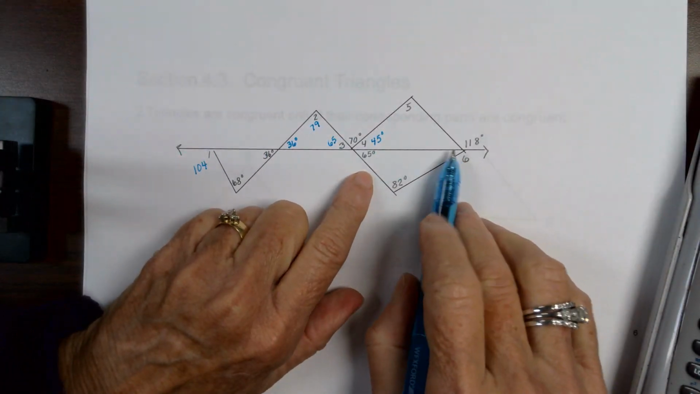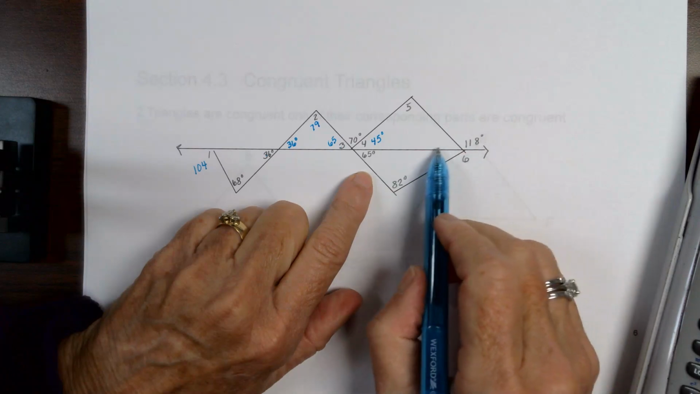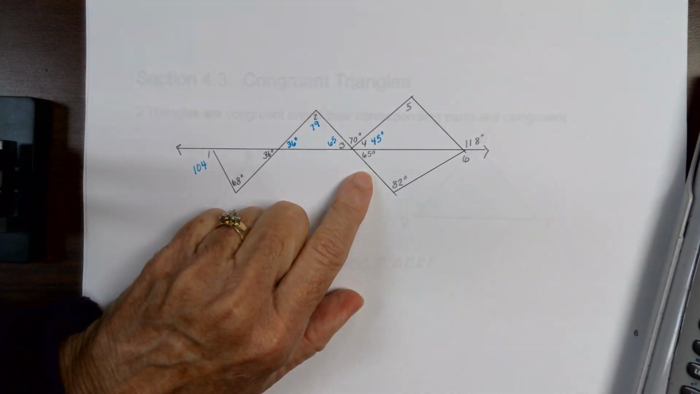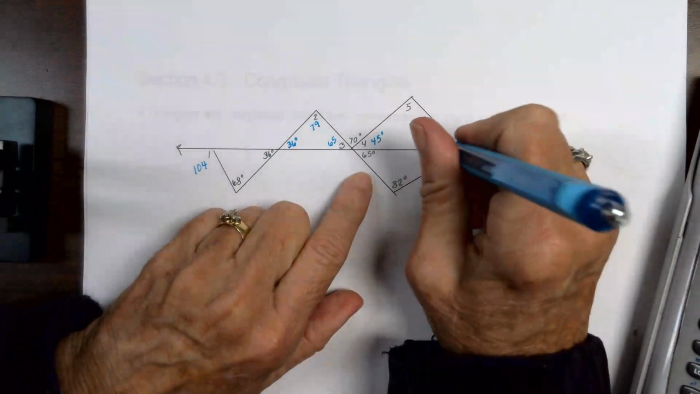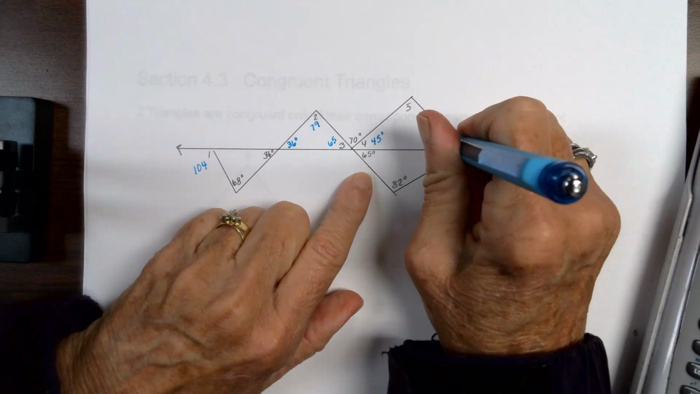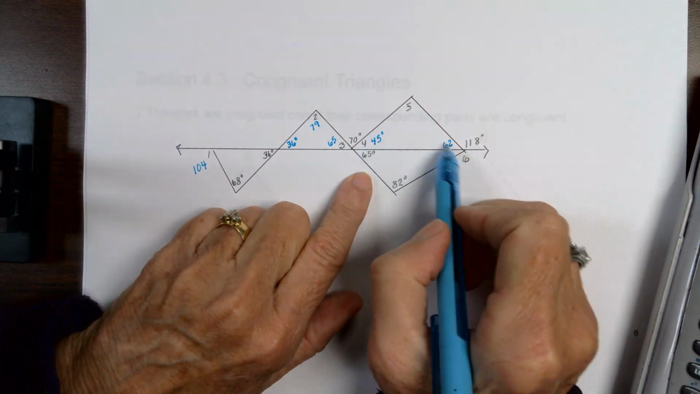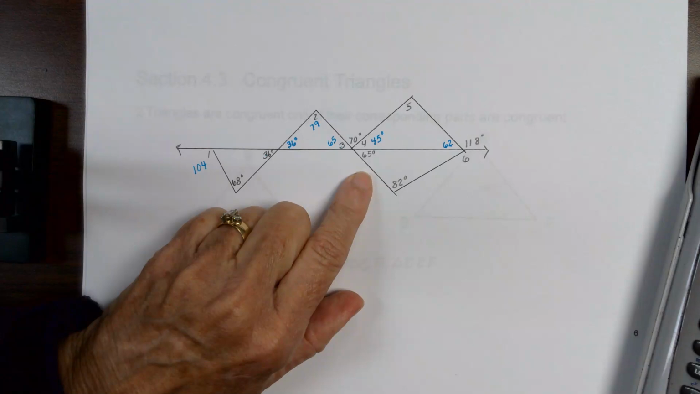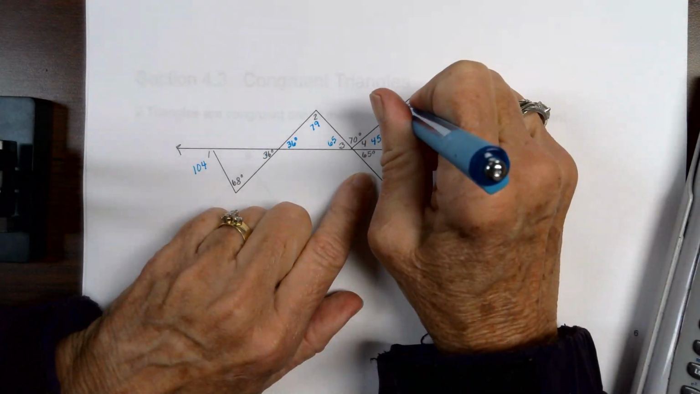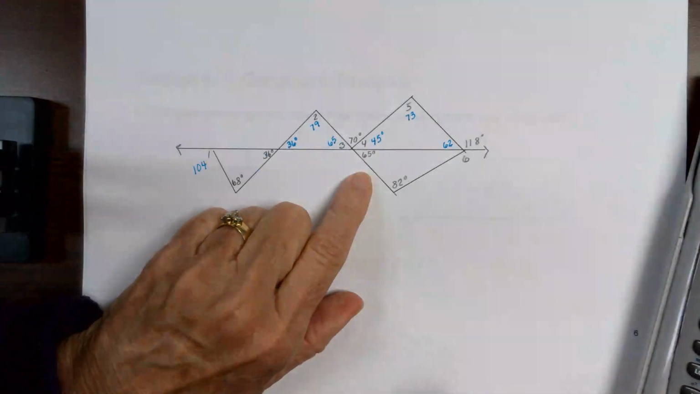Then I'm going to come over here. I can figure out this angle because this forms a straight line. So I have 180 minus 118. So this is 62. Then these three should equal 180. So I have 180 minus 45 minus 62. So angle 5 is 73.